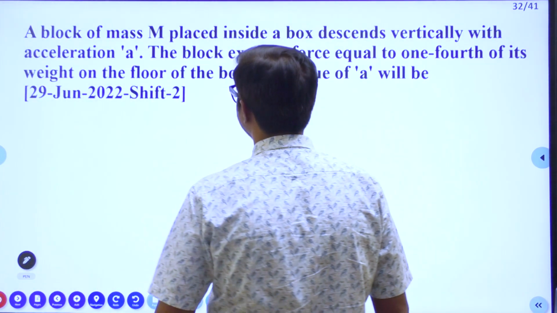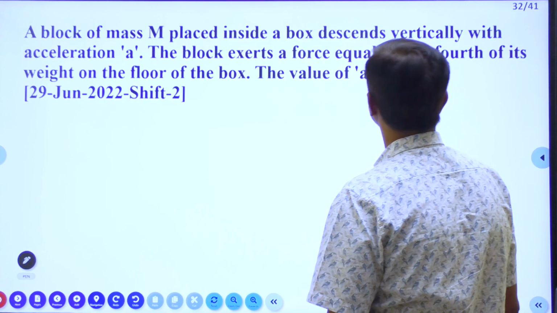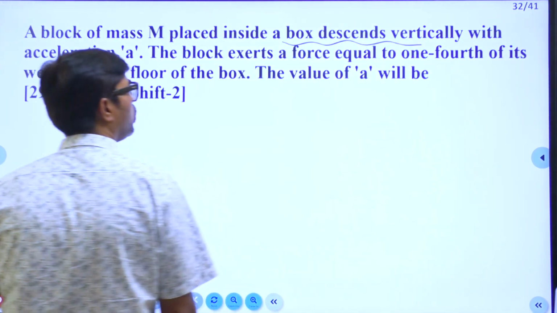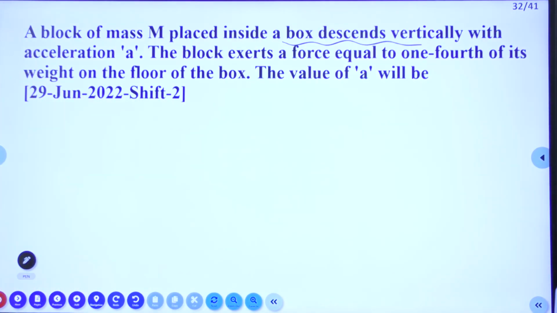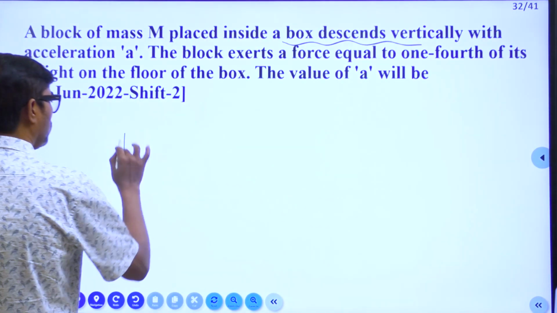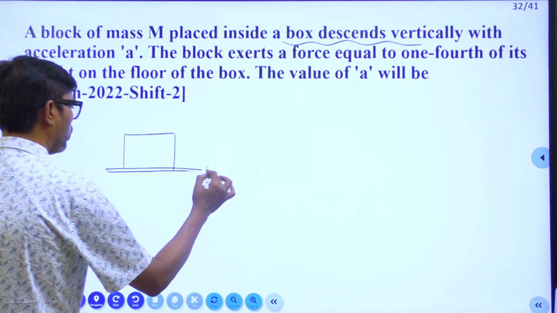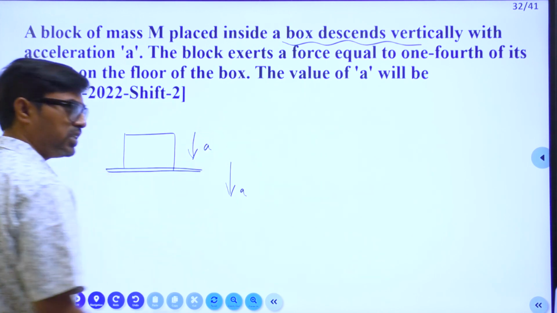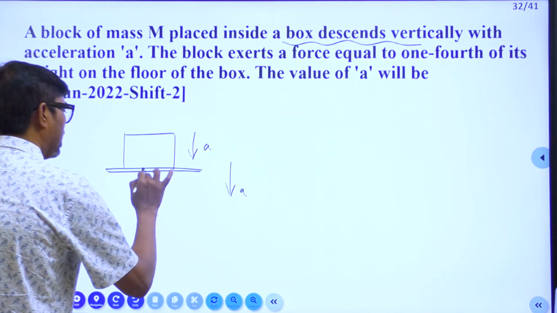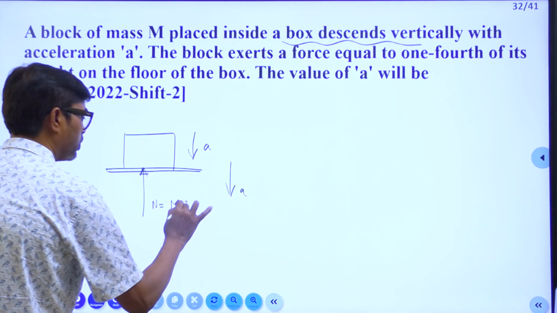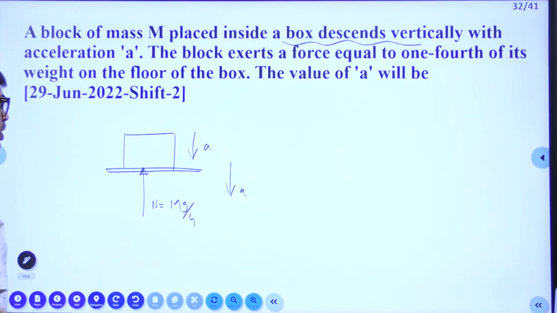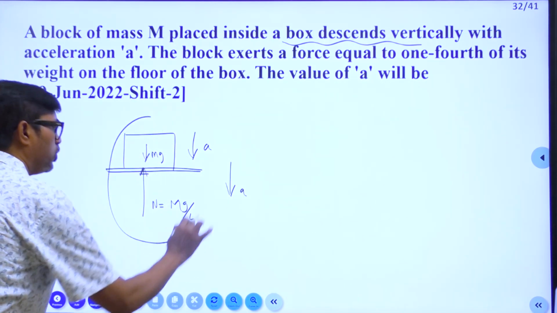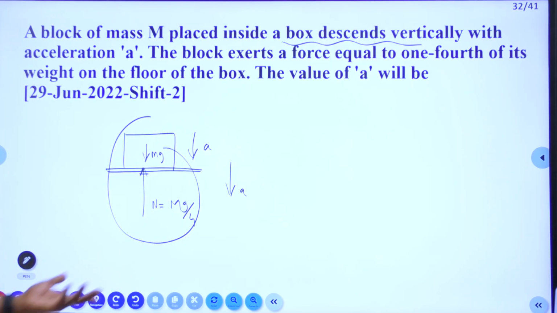A block of mass capital M placed inside a box descends vertically with an acceleration A. The block exerts a force equal to 1/4 of its weight on the floor. Then the value of A is. So you have the block and there is a platform which is coming down with acceleration A. The block is also coming down with acceleration A. They said that the normal reaction is actually mg by 4, 1/4 of its weight. Of course, weight is there. Because of these two forces, it is having this acceleration and they're asking you to find the acceleration.